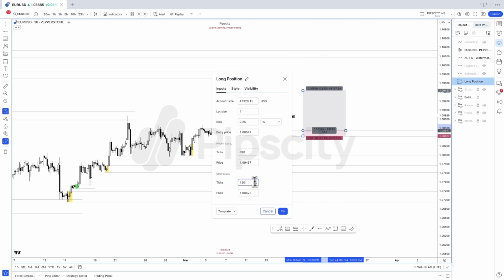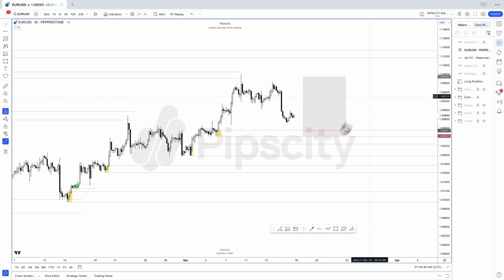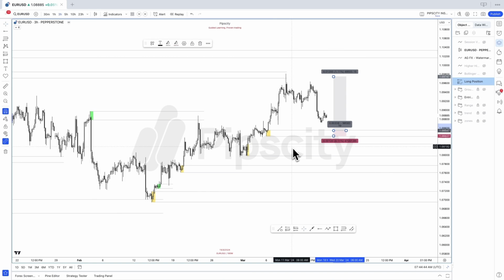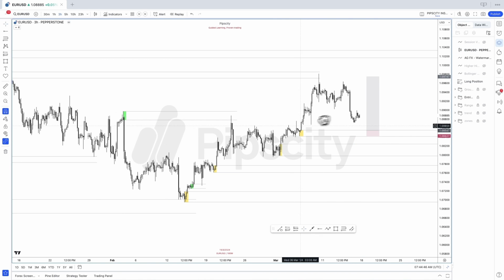So I just need to copy that 12 pip stop, make it 120 pips take profit, and that's a 1 to 10 setup. So this is what I'll be expecting if price really wants to trade from that level. I want to see price come into this range, right? It's as simple as that.